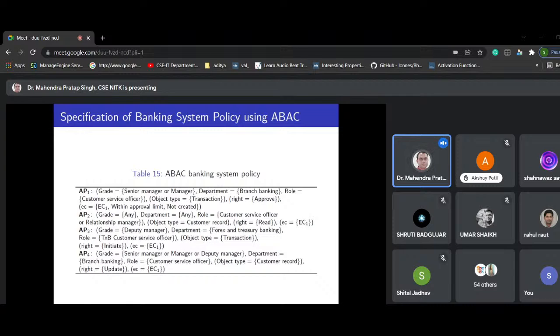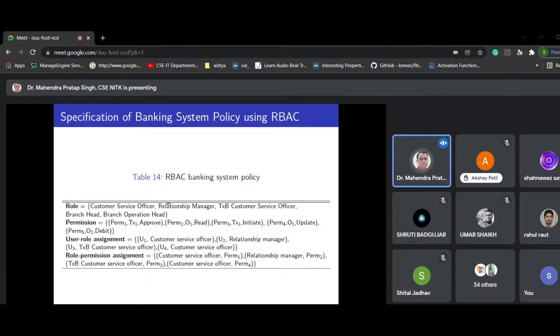Authorization server will take your user ID and will refer to the policies. If ABAC is used, the policies will be defined something like this. Or if RBAC is used, policies will be defined something like this. We'll refer to the policy, and we'll evaluate the request.